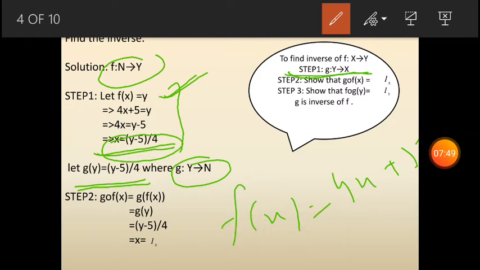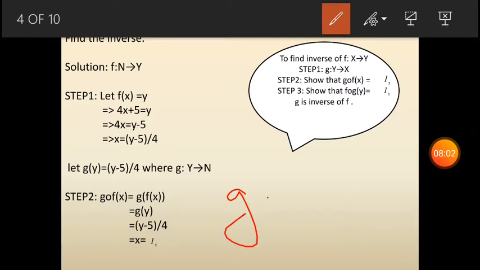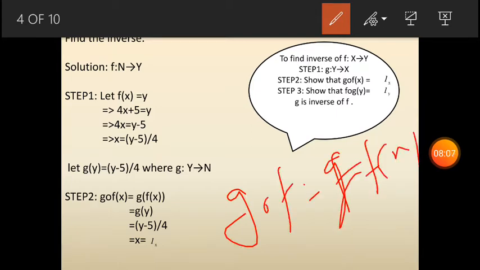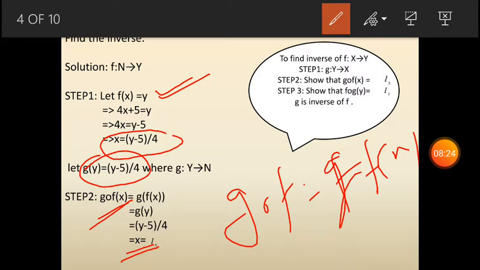Now the second step, what is our second step? The second step was, show that gof is the identity function. So gof, according to the definition, can be written as g of f(x). Okay, we can write it in this way. So g of f(x), and what is f(x)? We have already considered f(x) equals y. So g(y), and g(y) is given as (y minus 5) upon 4. That is nothing but the value of x. So gof of x comes out as x, that is the identity function on x.